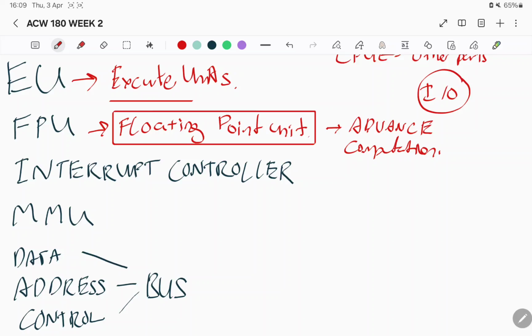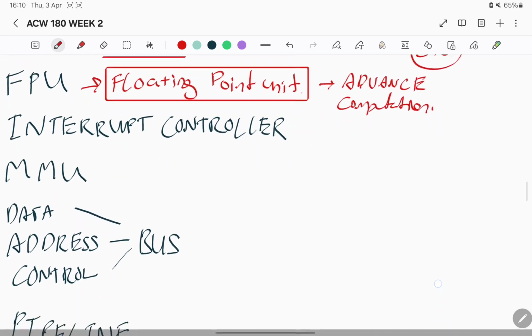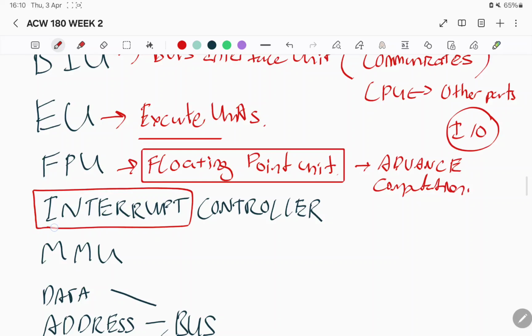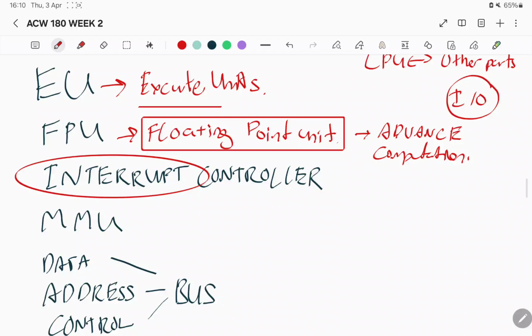It also has a lot of things inside the CPU. We got the interrupt controller. The interrupt controller manages interrupt requests from external devices or internal sources. When an interrupt occurs, the CPU temporarily stops executing its current instructions and processes the interrupt, allowing it to respond to important events like a key press or incoming data from a network. So the interrupt controller is basically interrupt, right?